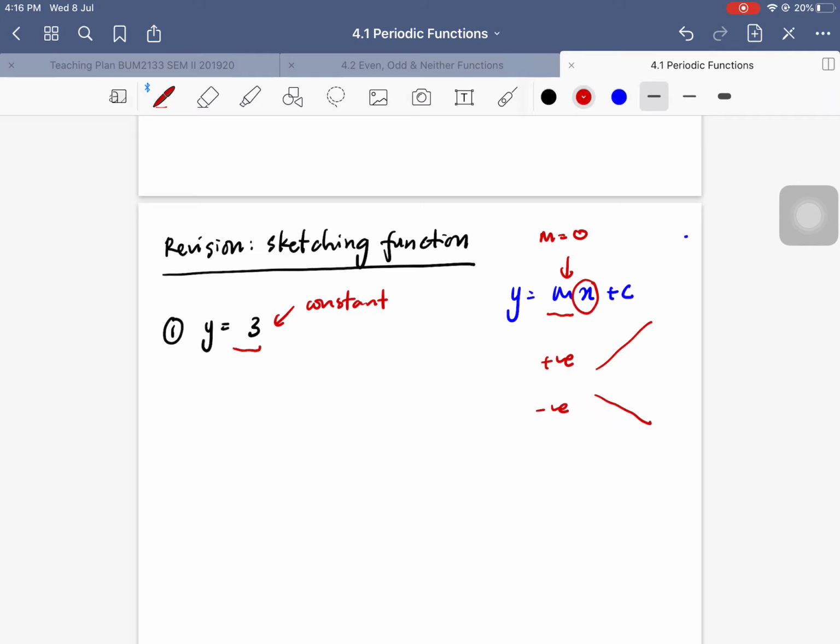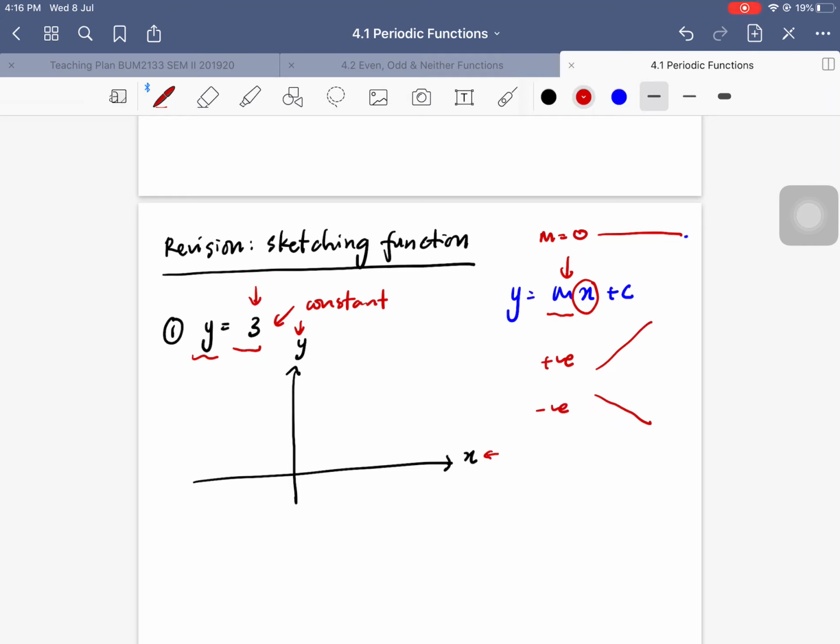When you have m equals 0, it means your graph is not going up, and it's not going down either. Your graph is going to be a static horizontal line. So if I were to sketch the graph y equals 3, this is going to be my x-axis, and this is going to be my y-axis. Basically the variable on the left-hand side determines the vertical axis, and whatever variable goes on this side determines the horizontal axis. It doesn't necessarily have to be x and y, it could be anything.